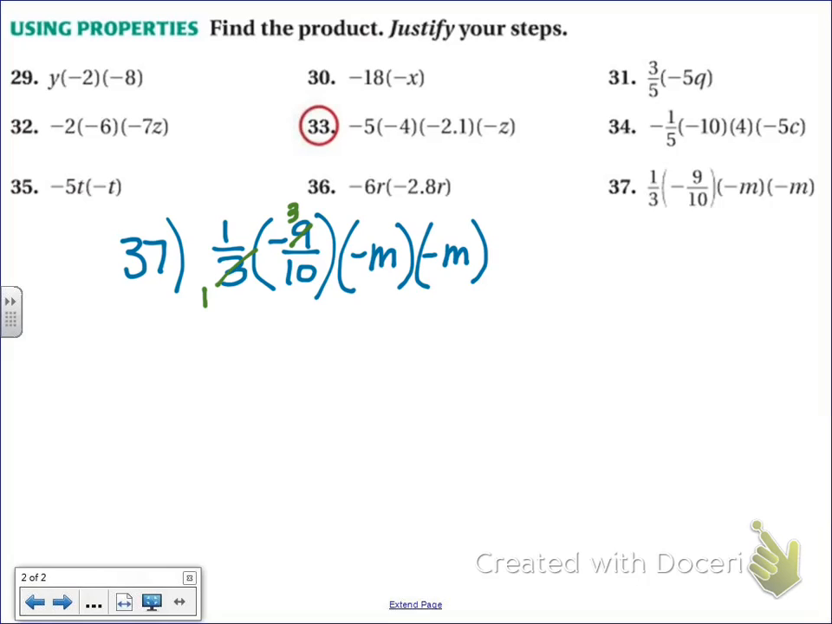So, now that I've cross-reduced, let's go ahead and multiply across the top. So 1 times negative 3, of course we won't forget about the negative, and that will equal negative 3. Then on the bottom it's 1 times 10, which equals 10.